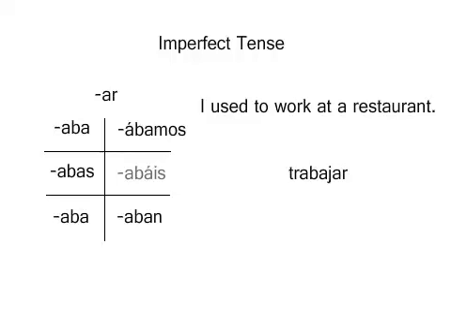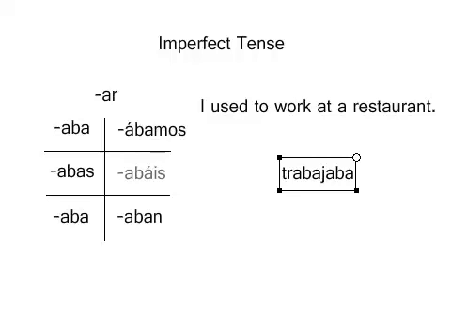Maybe we want to say I used to work at a restaurant. We'll use the verb trabajar, an AR verb. To do that, of course, we're going to follow the steps that you're already used to. We cut off the AR. We look to find our correct ending, which in this case is aba. And we add that on.